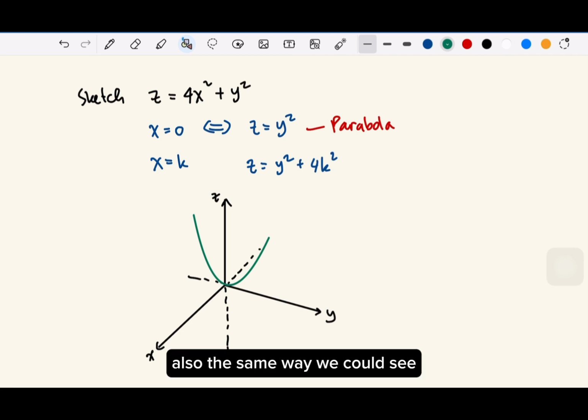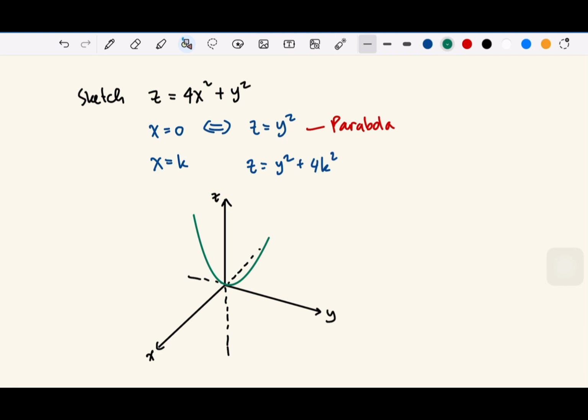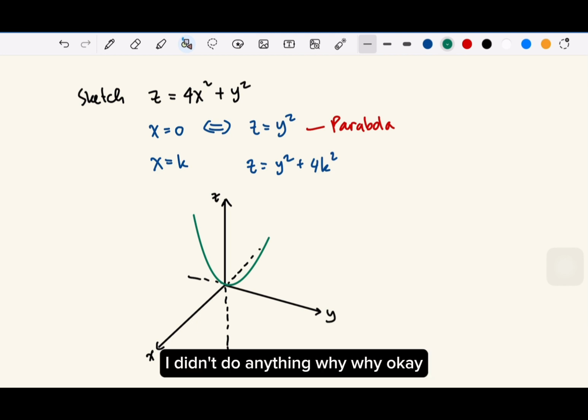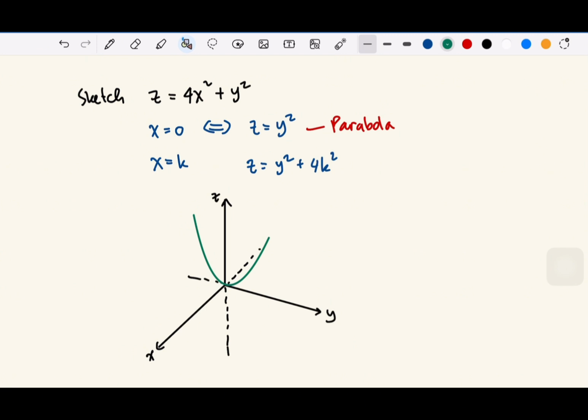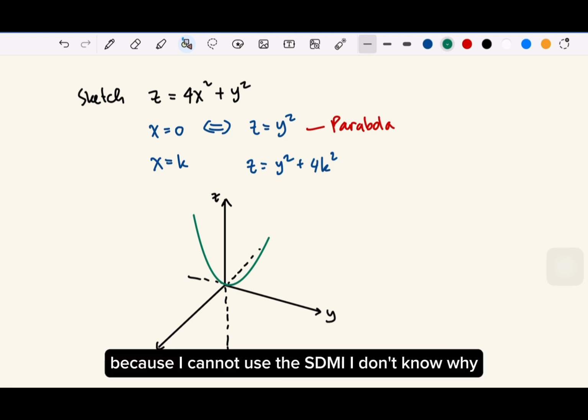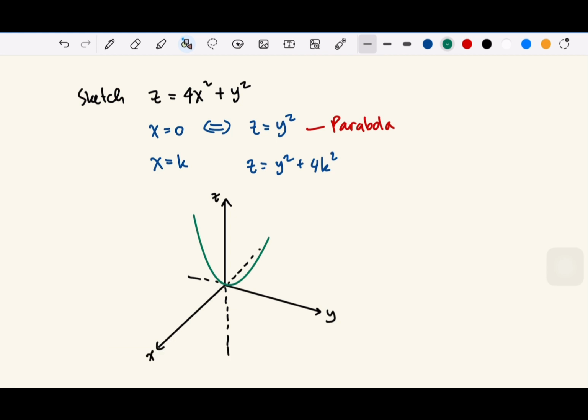Also the same way we could see. I didn't do anything. Why? Okay. Because I cannot use the HDMI. I don't know why.